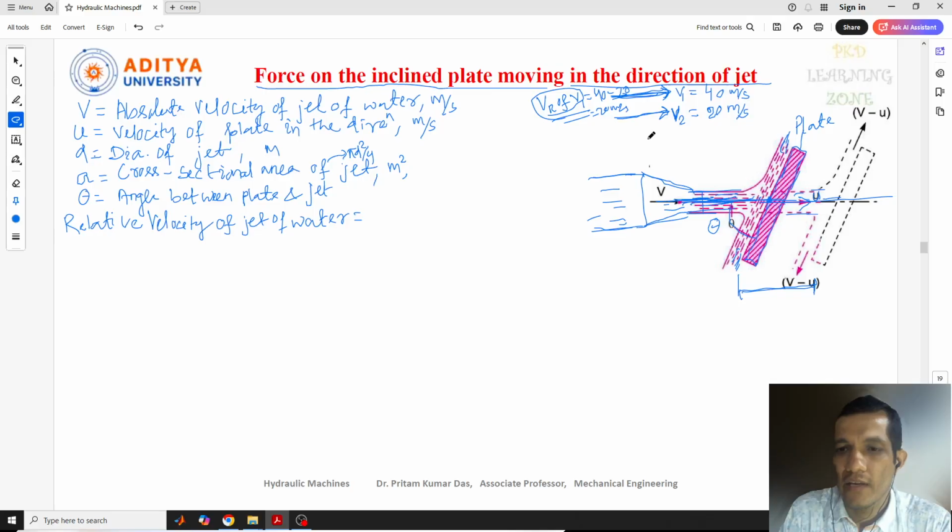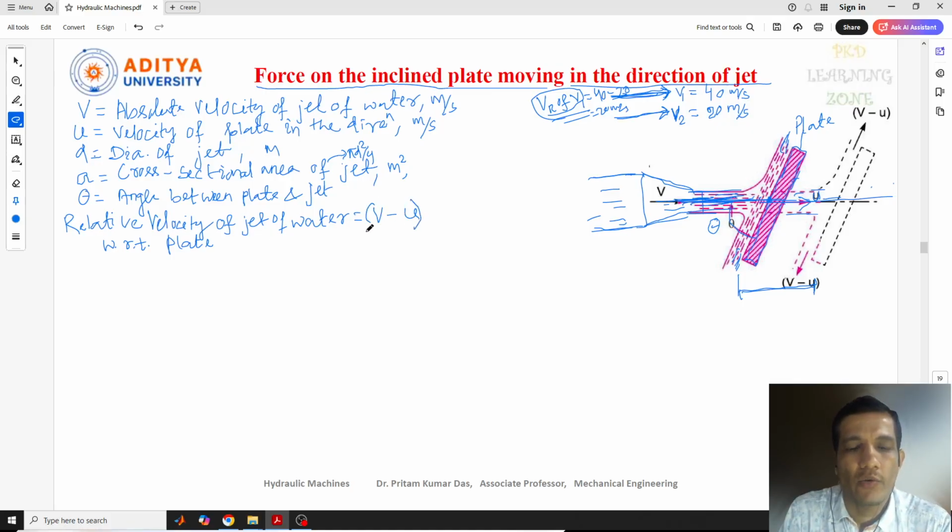Similarly, here you can see the jet is moving in this direction, and the plate is also moving in the same direction. The velocity we need to consider here is called the relative velocity. So we consider the relative velocity of the jet of water with respect to the plate. We need to compare with something, then we can find the relative velocity. This is nothing but the absolute velocity minus the velocity of the plate. This is the relative velocity of the jet of water. I hope you understood.